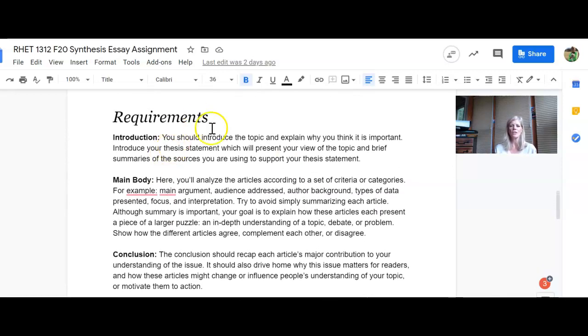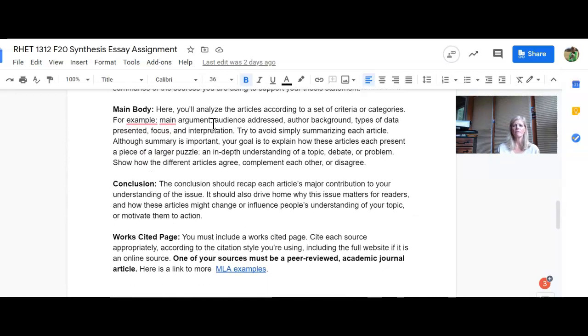I also want to mention here, some people just want to put "synthesis essay" for the title, and you need to put a title on that paper, some other words that tell your audience what it's about. It doesn't have to be complicated or fancy, but it needs to be something other than synthesis essay or synthesis assignment or something like that. Main body, that's like any other paper.